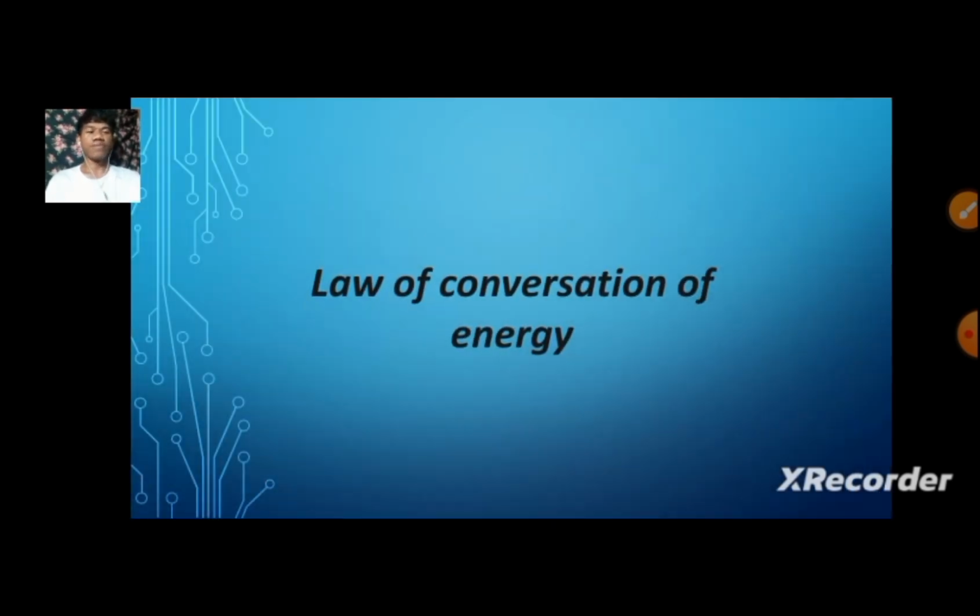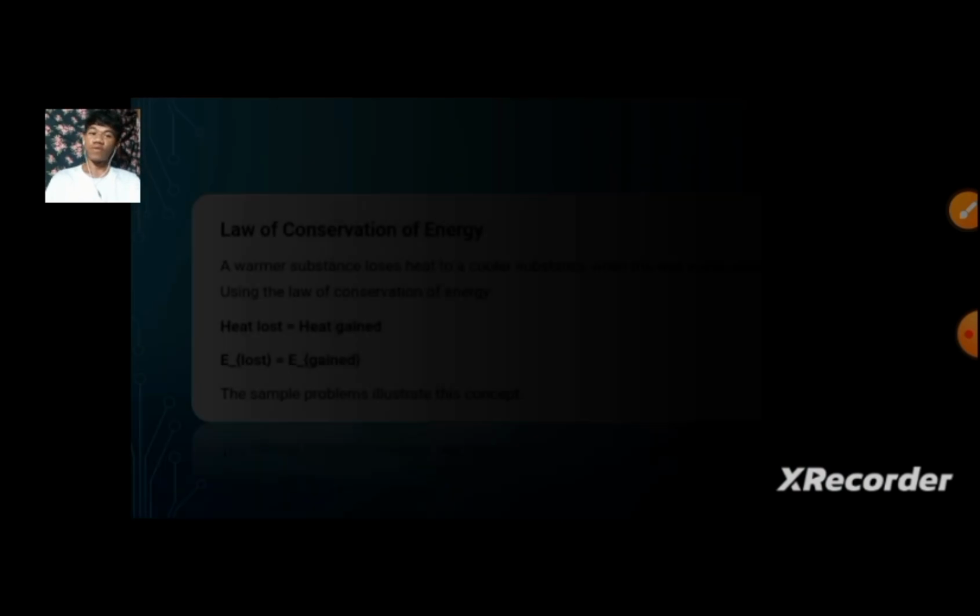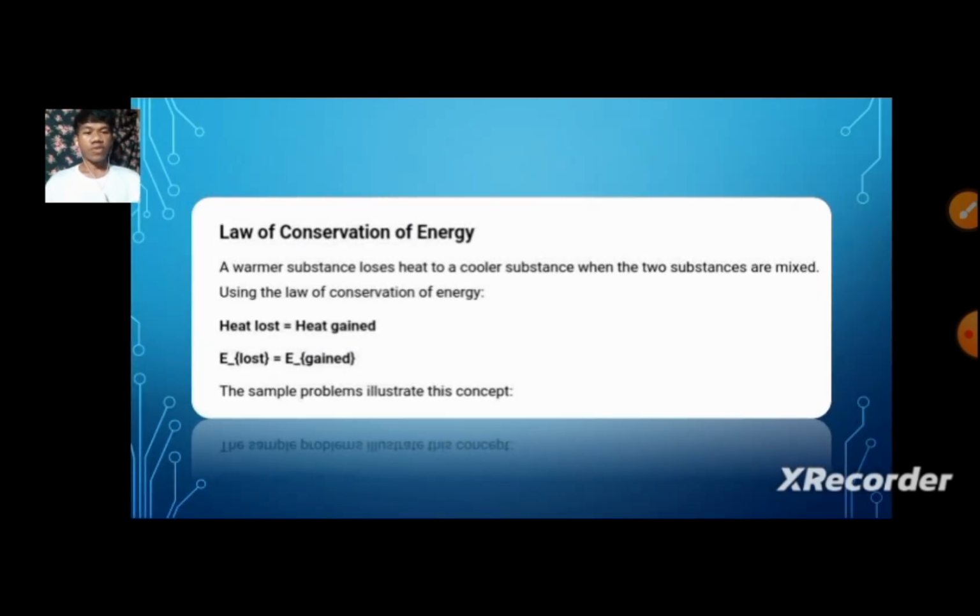Good morning, everyone. Today we're going to tackle the law of conservation of energy. Now, what is the law of conservation of energy? The law of conservation of energy says a warmer substance loses heat to a colder substance when the two substances are mixed. Using the law of conservation of energy, we have heat lost is equal to heat gained. We have the symbols E heat lost is equal to E heat gained. The meaning of E is energy. That's why the symbol E. The sample problem illustrates this kind of concept.